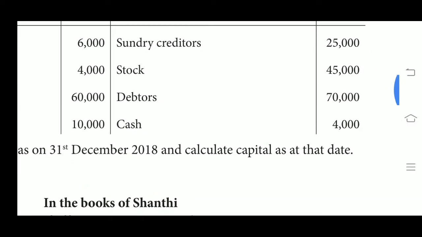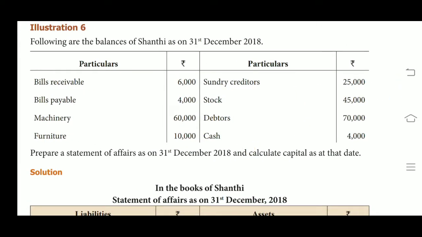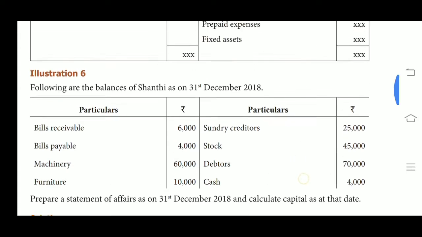First, following are the 3 steps to be followed to find out the profit or loss. Step 1, ascertain the opening capital. This is the beginning of the year. And then step 2, ascertain the closing capital, end of the year. And the last step, ascertain the profit or loss, applying the missing information format. Do you know the format of missing information?